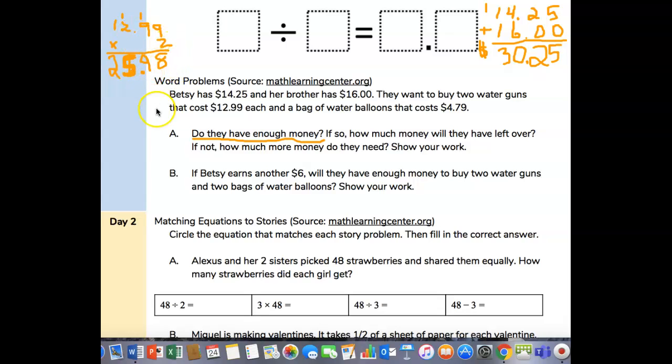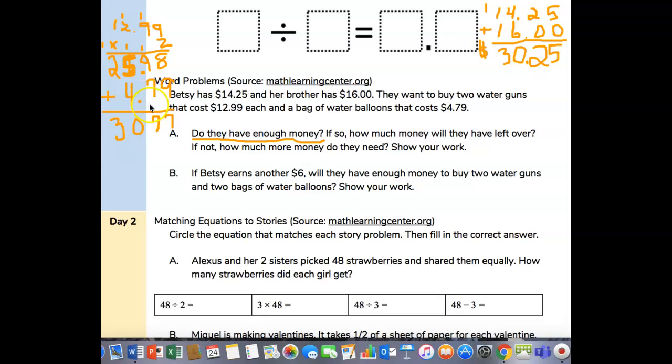Okay? All right, now let's add the water balloons to that, $4.79. Now it just doesn't say they're each getting water balloons. It just says 1 bag of water balloons. So they must be going to share. 9 plus 8 is 17. Put down our 7, carry our 1. 9 plus 1 is 10. 10 plus 7 is 17. Carry our 1. 5 plus 4 is 9, plus 1 is 10. 2 plus 1 is 3.